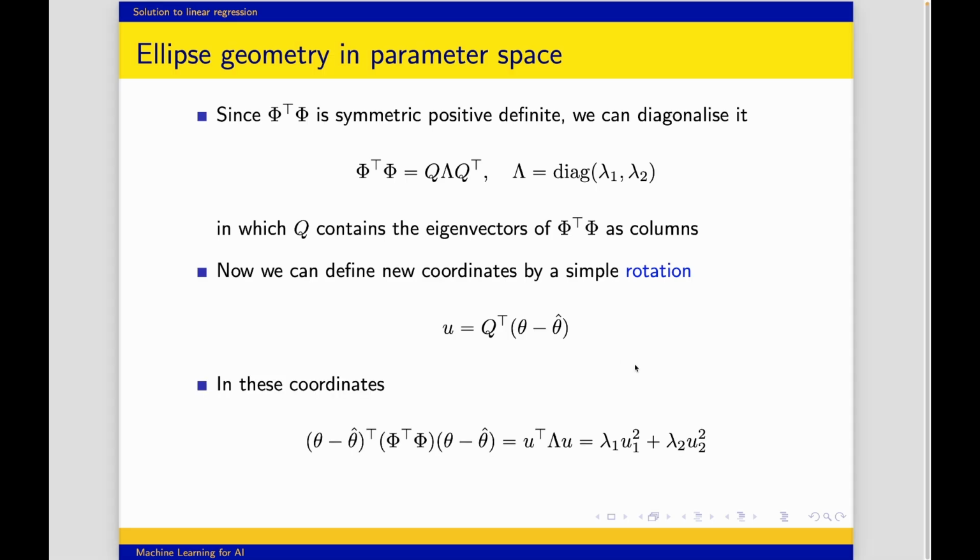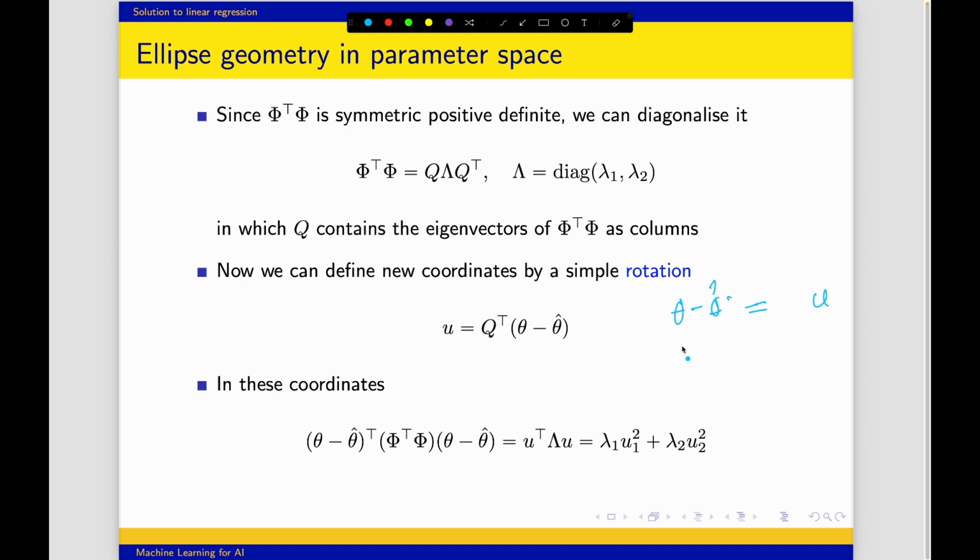Okay, where is this taking us? In these new coordinates, what does our equation for an ellipse look like, the contours of constant empirical risk? Well, let's think. We have theta minus theta hat times this. Well, what's theta minus theta hat? According to this, u is equal to Q transpose times theta minus theta hat.